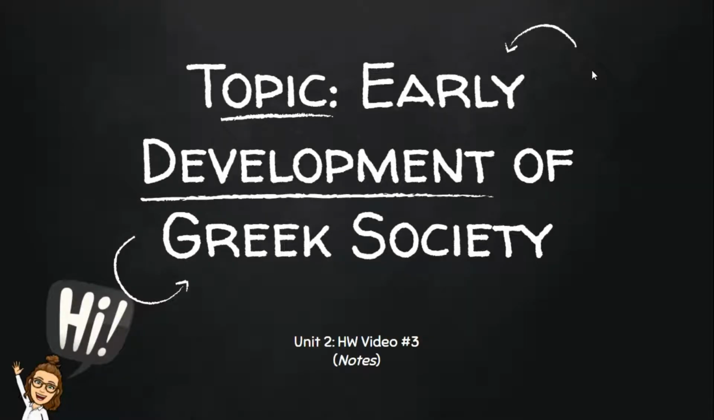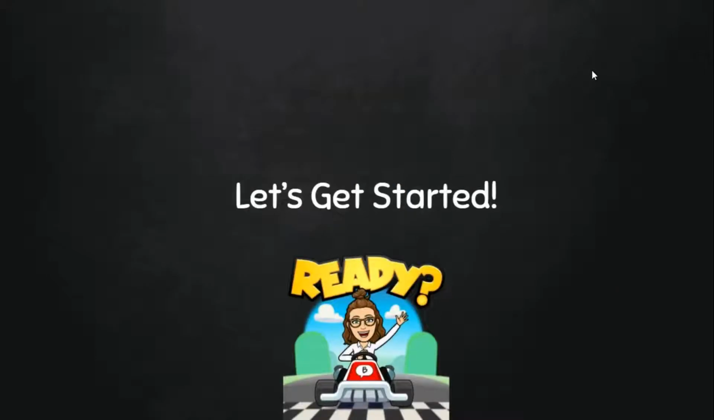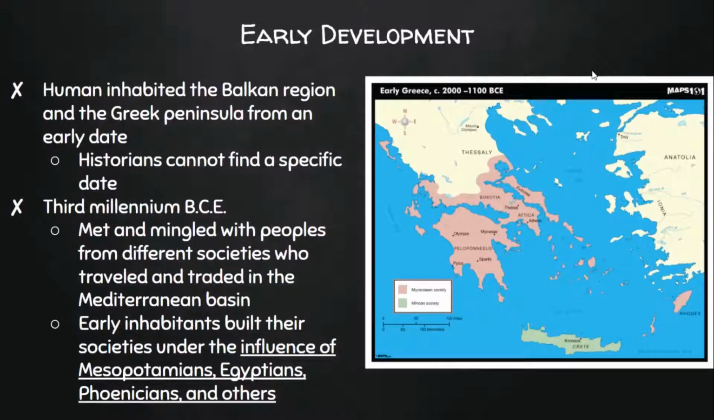Alrighty, so let's go ahead and get started with our topic, which is the early development of Greek society. So our objectives with this video, once again: how do you determine that something is classical? How was ancient Greece able to develop various city-states, and what effect did Greece have on their world? Let's go ahead and get started with the early development.